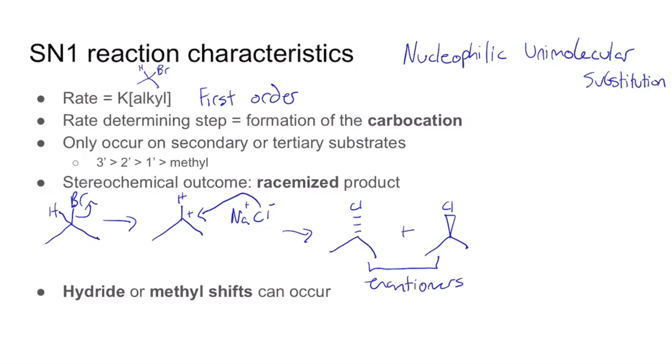So I'll go ahead and draw a quick example of an SN1 reaction where we would have a hydride or methyl shift. So let me move this down a little bit so I have more room. And again, we have our secondary carbon that has our bromine on it, but it's adjacent to a tertiary carbon. So one that has more carbon substituents and is more stable.